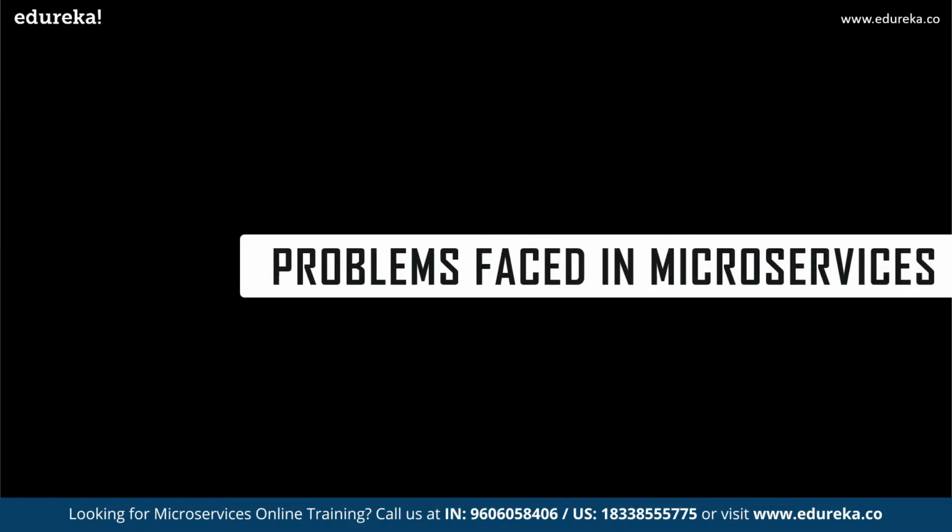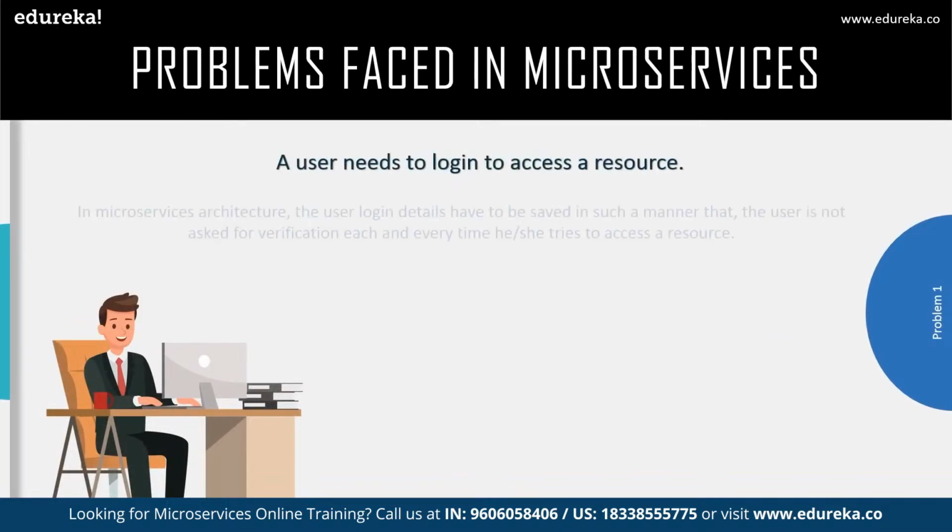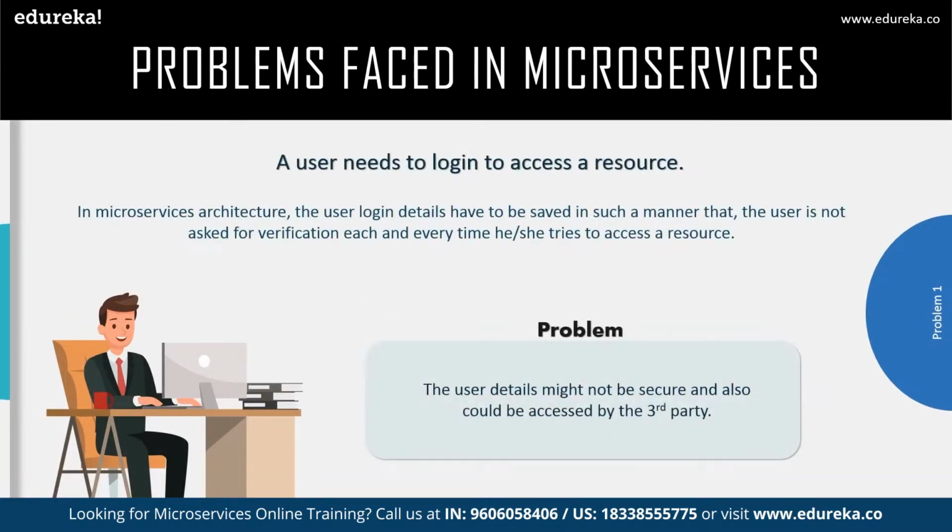Microservices security. Let's understand the problems faced in microservices, as you can see on my screen. Starting with the first problem, consider a scenario where a user needs to log in to access a resource. In a microservice architecture, the user login details have to be saved in such a manner that the user is not asked for verification each and every time he or she tries to access that particular resource. This creates a problem, as user details might not be secure and could be accessed by third parties. To anybody, user credentials are the most important credentials, which have to be secured.